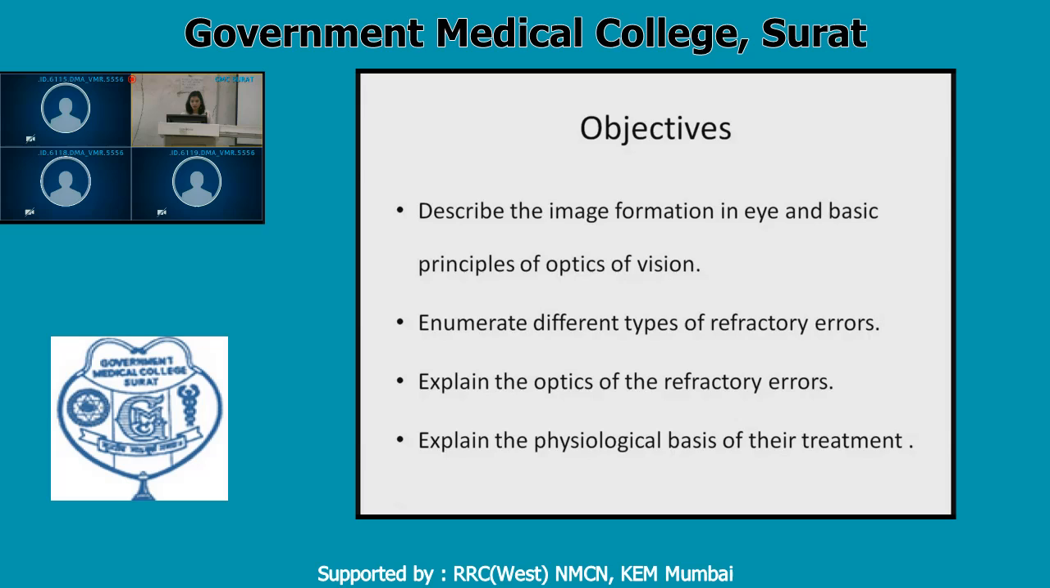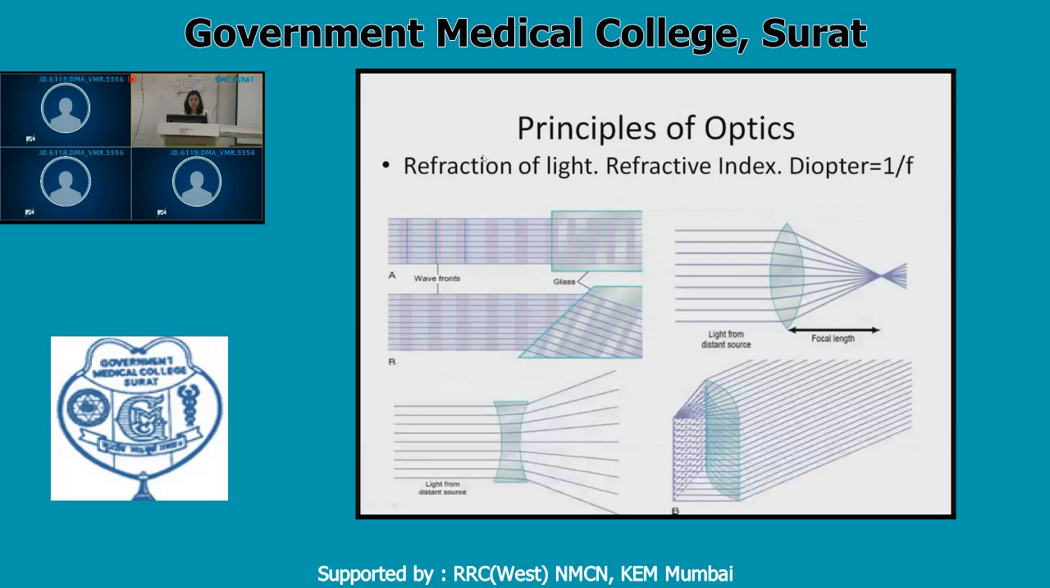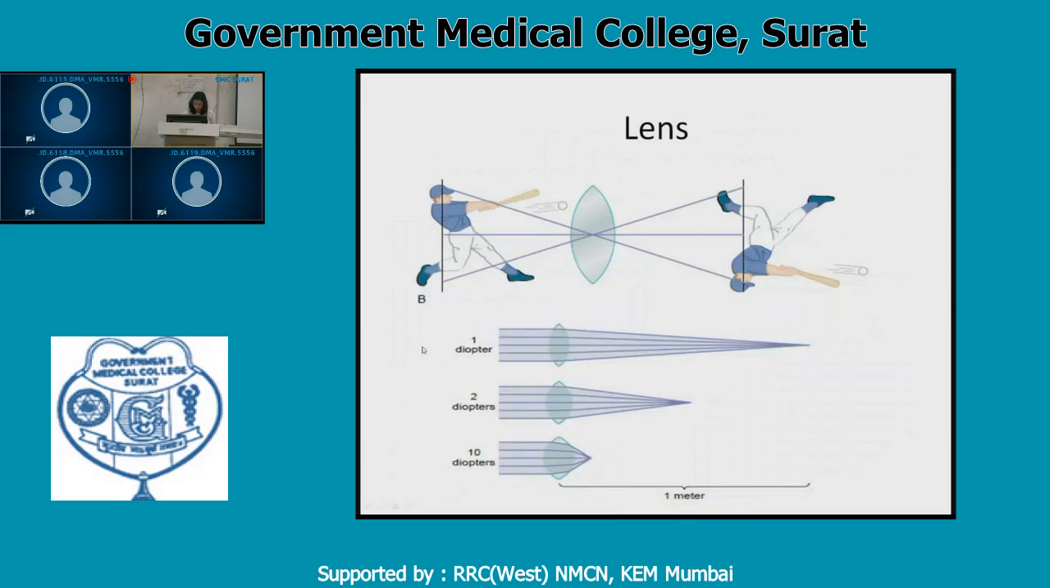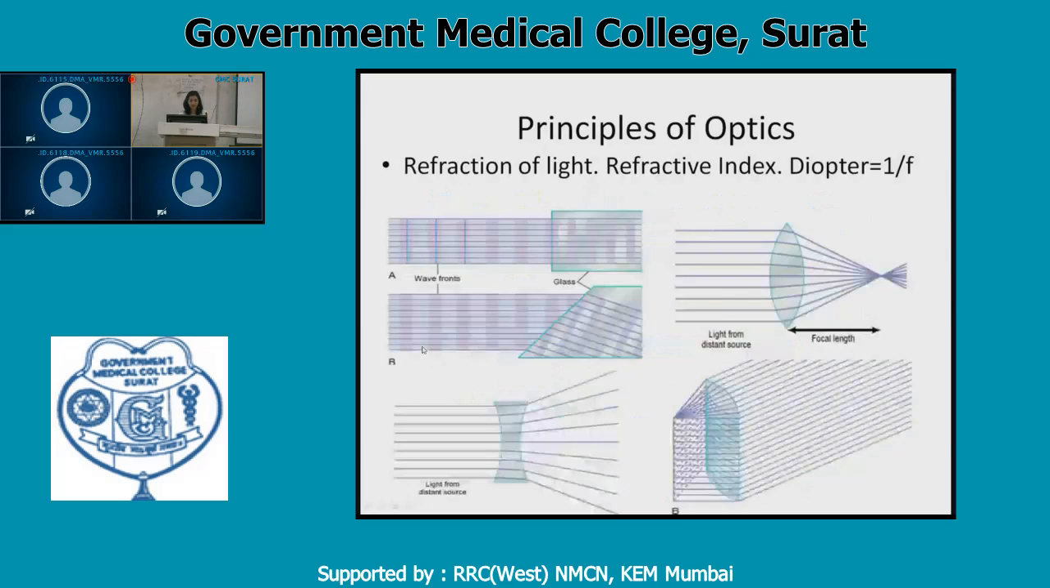So just to revise the principles of optics, we'll see what is refraction of light. It's the bending of light when it passes from one medium to another at an angulated interface. Remember, this angulated interface is very important. If the interface is perpendicular to the light beam, as in the first figure, then there will be only a change in the velocity of light and no bending of light.